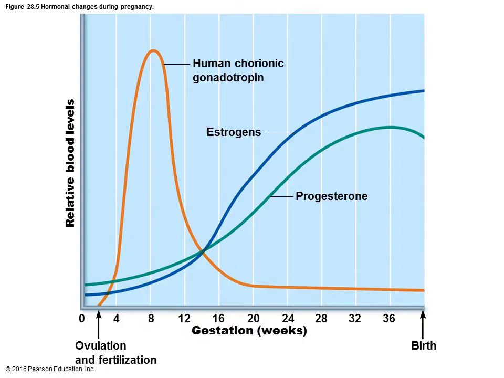This graph is showing in orange the HCG. This is the hormone that's tested in pregnancy tests. So you can see there's initially a very high peak, but then it decreases after the second month. And then you have the increase. The blue is estrogen, the green is progesterone, which is now being secreted by the placenta to maintain the pregnancy.